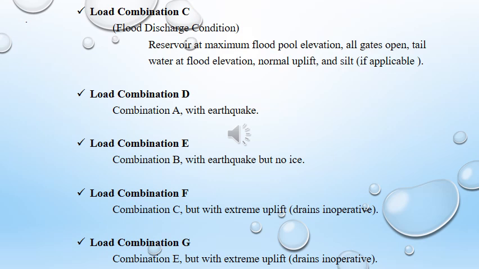Load combination F, so it is the same as load combination C, but with the extreme uplift force which occurs when drains are inoperative. Load combination G, so it is the same as load combination E, but with the extreme uplift force which occurs when drains are inoperative. So, when drains are inoperative, the full uplift pressure comes out.